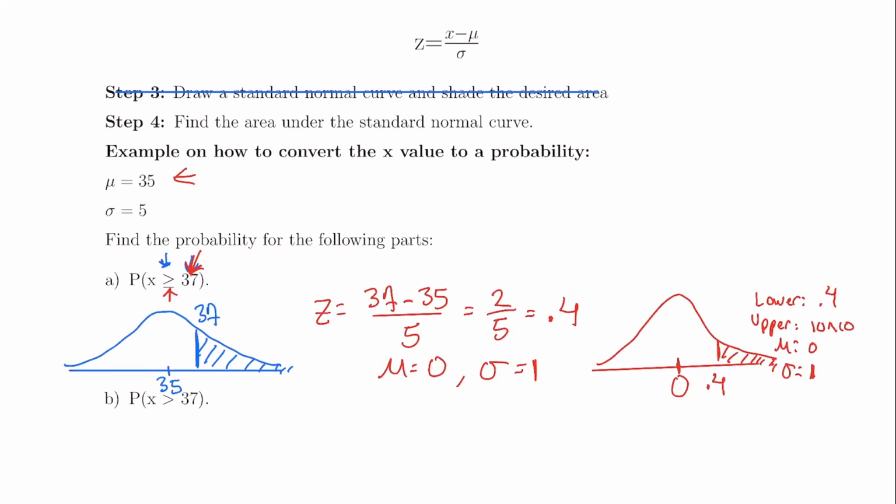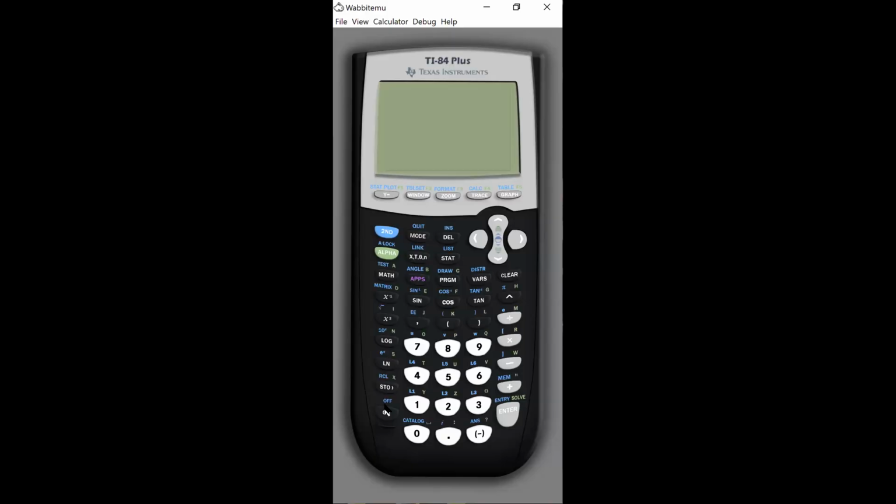All right, so let me go ahead and find this. I'm going to transition over to my calculator, so that you can see what I'm doing. So we'll say standard. Let's go second, we'll go to bars, we'll go to normal CDF. For my lower bound, we said was 0.4. For my upper bound we said is 10 to the 10 power. My mu, since we standardize it, is still 0 and my sigma is still 1.